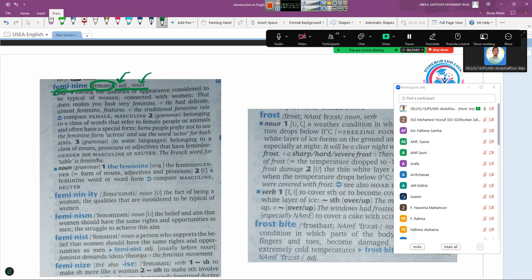Now if you use it as an adjective, it can be used in different contexts, right? So first context, having the quality or appearance considered to be typical of women, connected with women. So feminine means the properties of female, right? This is how the females will be. That is called the feminine, right? This is how the ladies will be.